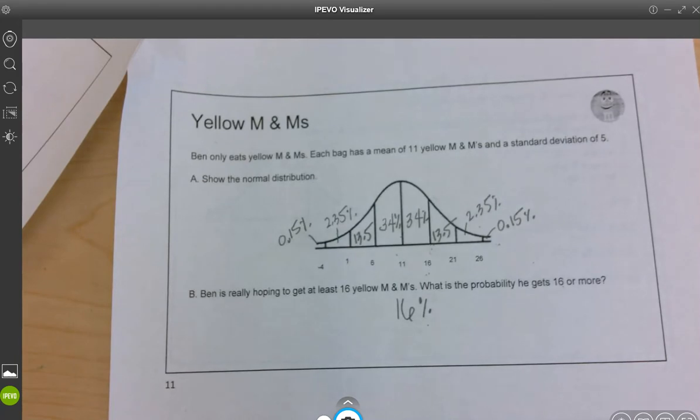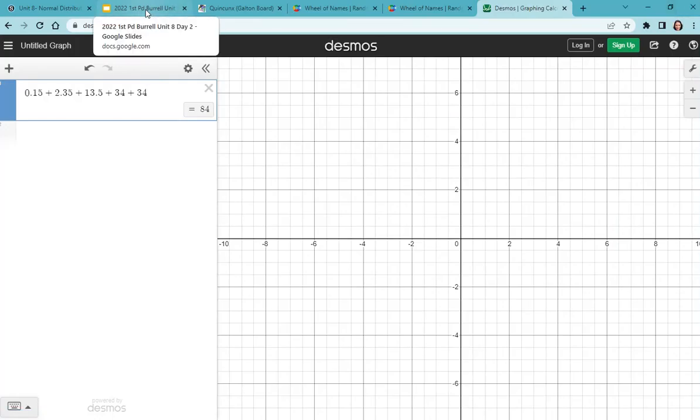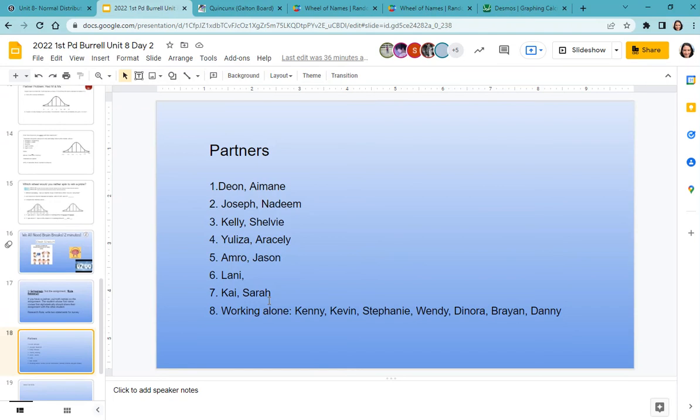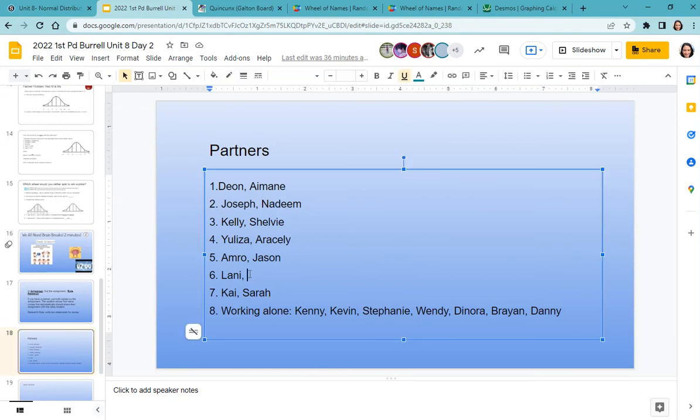All right, so this is your partner problem. And let me just move forward in our slides. I do have some suggested partners for the project. However, this partner problem, nobody's going to work alone. So these are for the project. Lonnie, I know you want a partner, but we need to find somebody who wants to work with a partner to get you one, okay? So if you have a partner here, that could be your partner for right now. Yulisa will work with Araceli. Sarah will work with Kai. Emra's not here. Kelly, you can work with Shelby. So Kelly, just pull your desk back so you can work with Shelby on that one, okay? And Nadim and Joseph and Eamon and Dion. And so let me see those of you who don't have a partner, I'll partner you up.